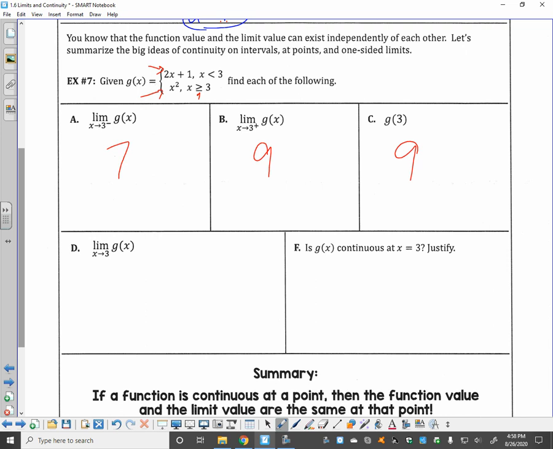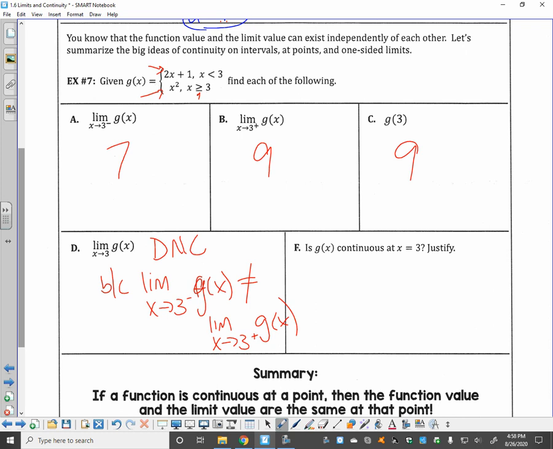The overall limit does not exist because the limit as x approaches 3 from the left of g does not equal the limit as x approaches 3 from the right. Is it continuous? Oh, there's those words, justify. No, it is not, because g of 3 does not equal the limit as x approaches 3 of g of x.